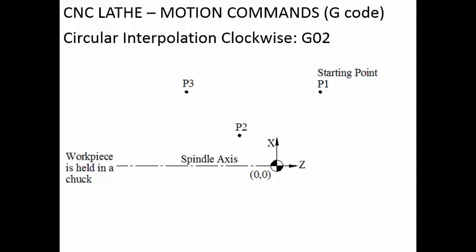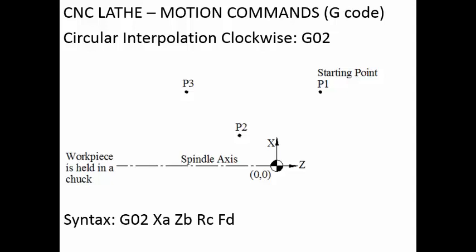So for clockwise we are using the G code G02. G means it is the code which will specify something about the tool motion. 02 is a number which will tell that it is a clockwise circular interpolation. So circular interpolation means between the starting point and the ending point, the controller will compute a series of intermediate points along the circular path at the given radius in the given direction, and then the tool will move along all those points to generate the required kind of profile.